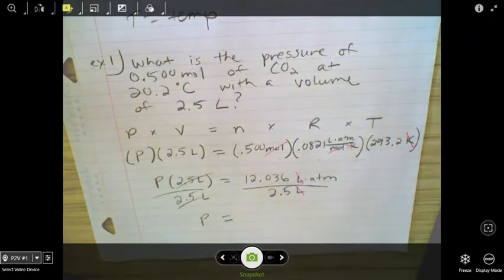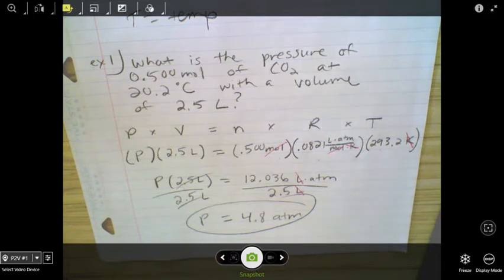So that should equal just 2 sig figs, 4.8 ATM. Okay. So there's no way to know if your answer makes sense or not. So just double check your math, double check your units.